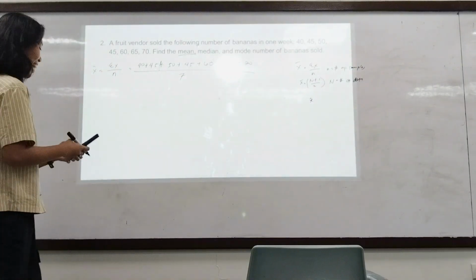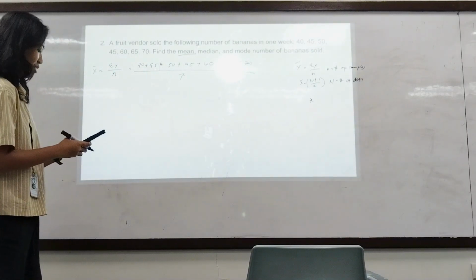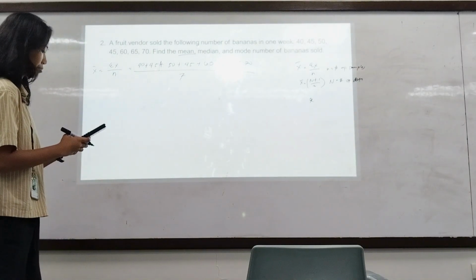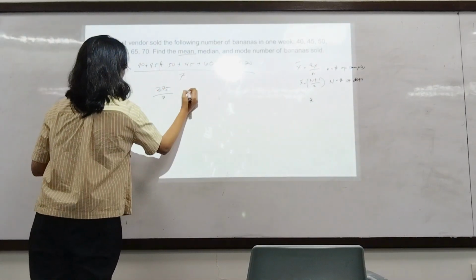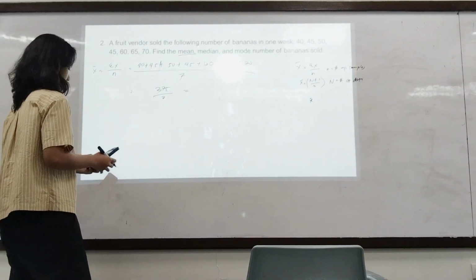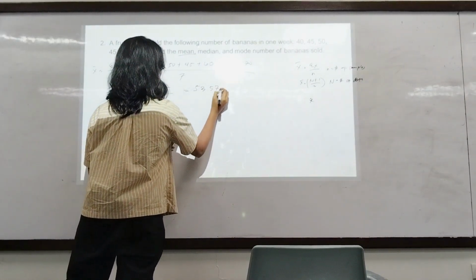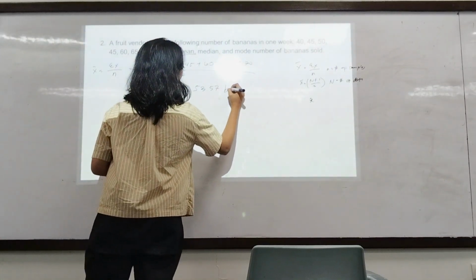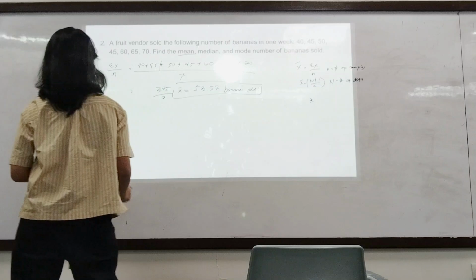And then we're gonna add them all. 40 plus 45 plus 50 plus 45 plus 60 plus 65 plus 70. Okay, the total for the upper part is 375 over 7. You're gonna divide that, and the quotient for it is 53.57. That's our mean, bananas sold.